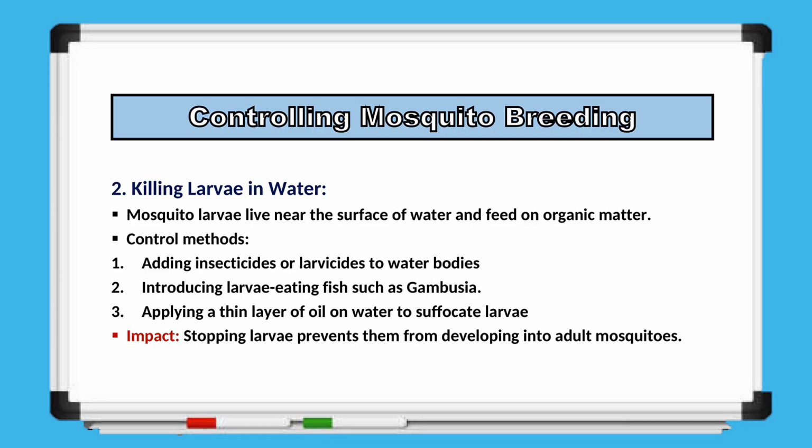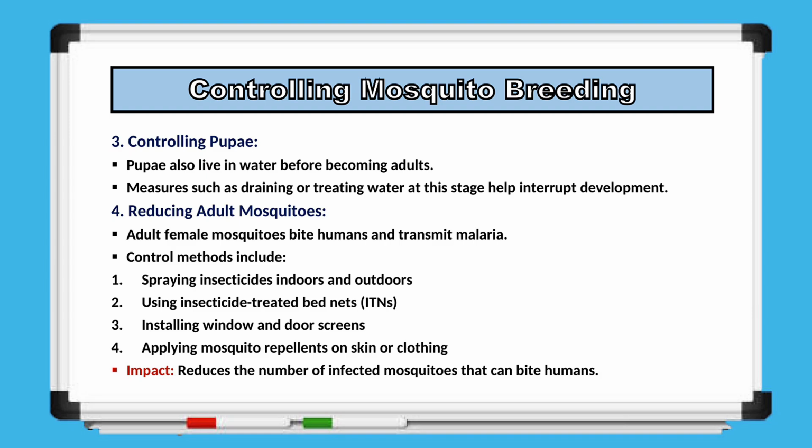Controlling mosquito breeding also involves targeting pupae, which live in water before developing into adults. Measures such as draining or treating water at this stage help interrupt the development and prevent them from becoming adult mosquitoes. Reducing adult mosquitoes is another important step because adult female mosquitoes bite humans and transmit malaria.